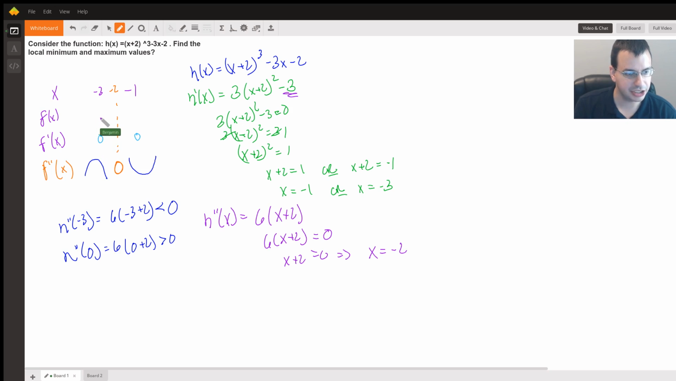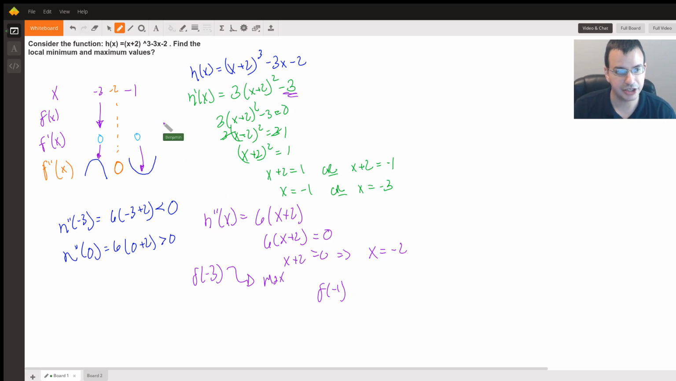So what that tells us then is h of negative 3 will be a maximum, because it'll be right there. And then negative 1 will be a minimum, and you can visualize it right there. We know we have a maximum or minimum at negative 1, because our concavity is up, we know that it's going to be the minimum. So h of negative 1 will be a min.